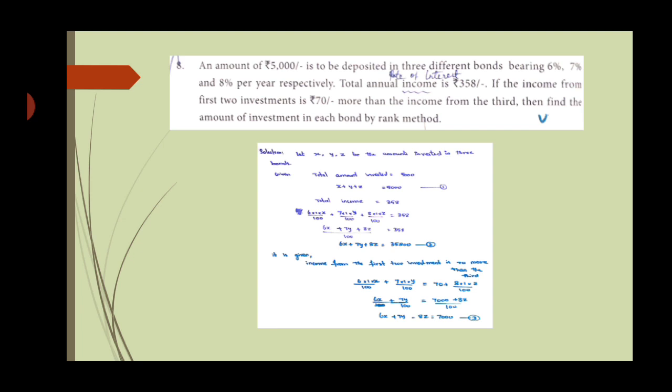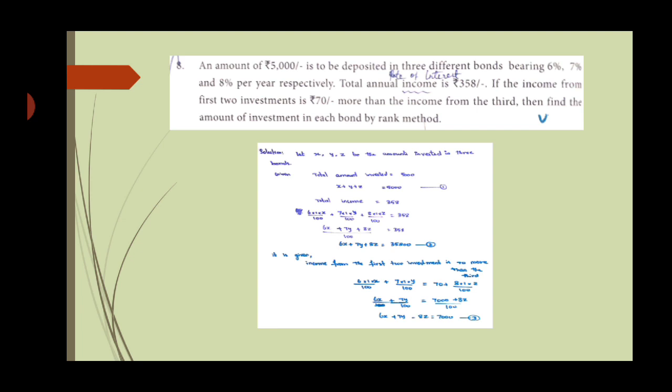Income means, through the interest you're getting some amount, and that is said as the income here. If the income from the first two investments is rupees 70 more than the income from the third, it is a hint to find the values. So they have given this, we'll see how to use it. Then find the amount of investment in each bond by rank method. Okay, let's get into the sum.